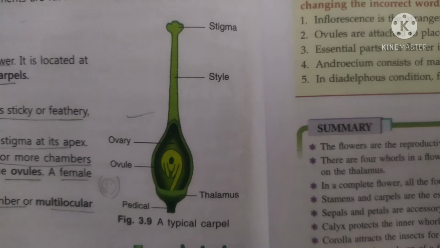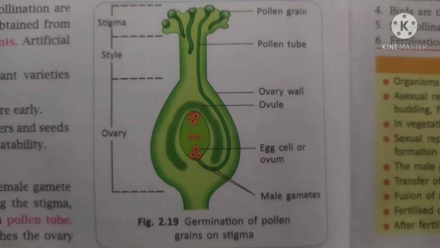Now let us learn the structure of carpel or gynoecium. You know, a carpel has three main parts. First is the stigma, which will receive the pollen grain. Then the style, through which the pollen tube will enter inside the ovary. Then the next one is the ovary, the basal part, and the ovary contains the ovule.